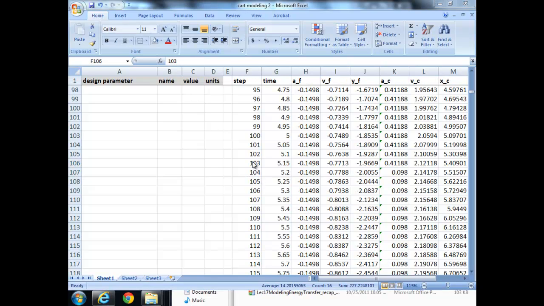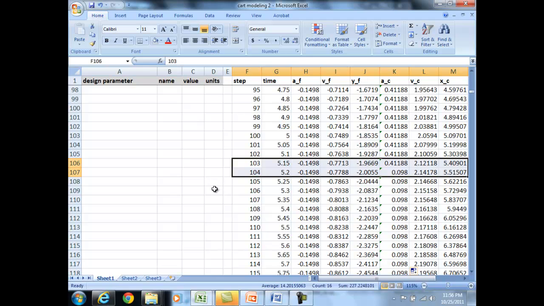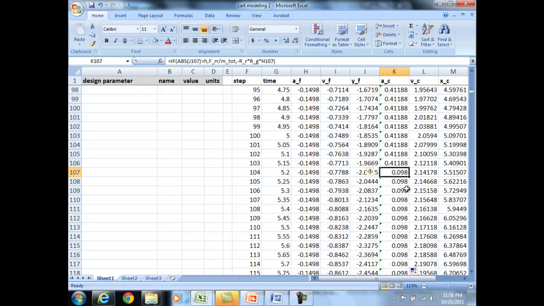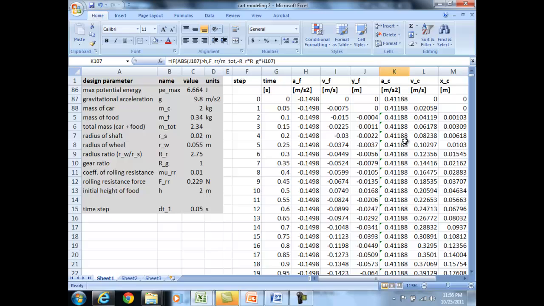So let's take another look at what's happening here when the position of the food reaches -2 meters. So in other words, it's bottomed out. You can see that our acceleration is switching from the propulsion value to the coasting value, although you might wonder if this is actually right. In the coasting phase, actually the force is going to be a resistive force, so it should be negative. So when we put our if statement in, we did not include that negative sign, so let's go and fix that.